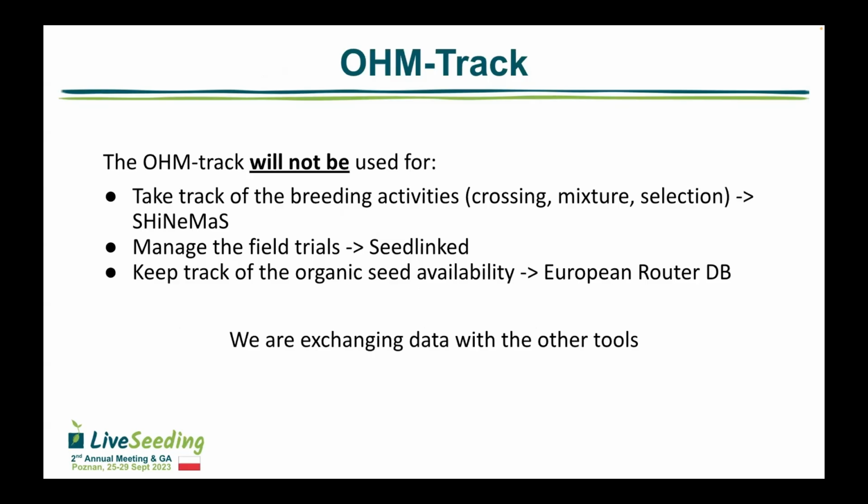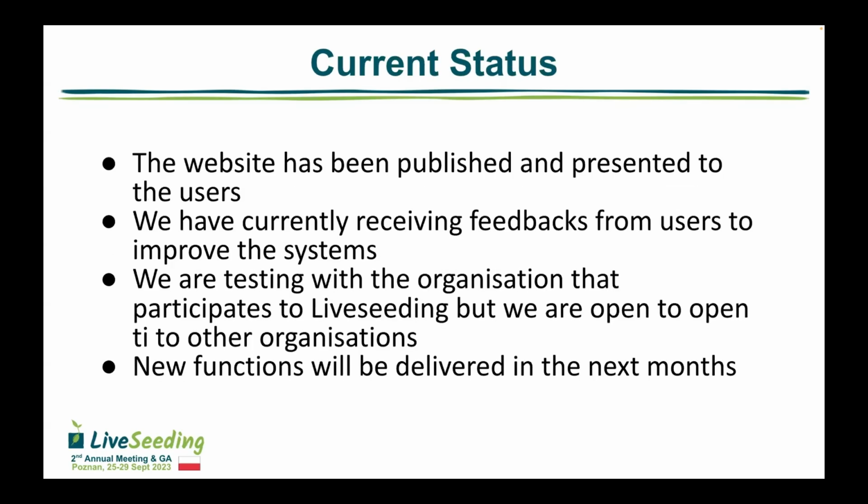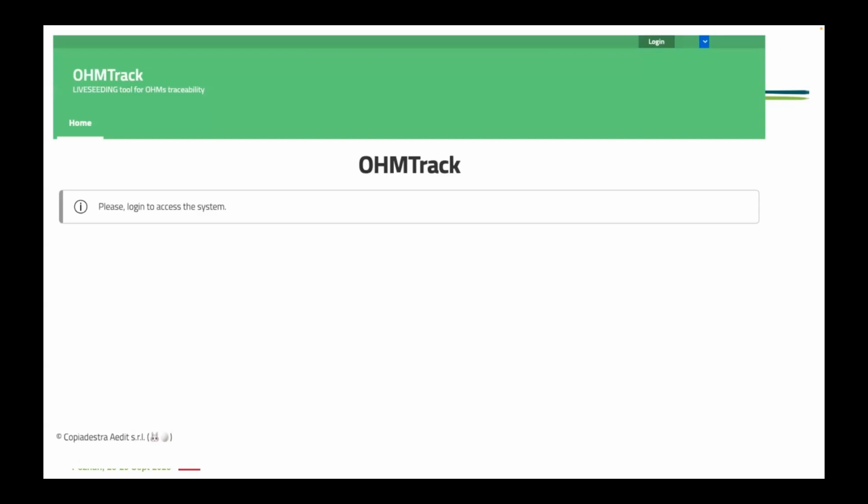OHM Track is not a tool for breeding, so I suggest you use Shinemas to keep track of breeding activities. To manage field trials, it will be connected with SeedLinked, and to keep track of organic seed availability, OHM Track will communicate with the European rooted database. So there will be different software, but OHM Track will be able to exchange data with these tools. So this is the current test. If you want to use it, it is open, it is free, you can use it as you prefer.